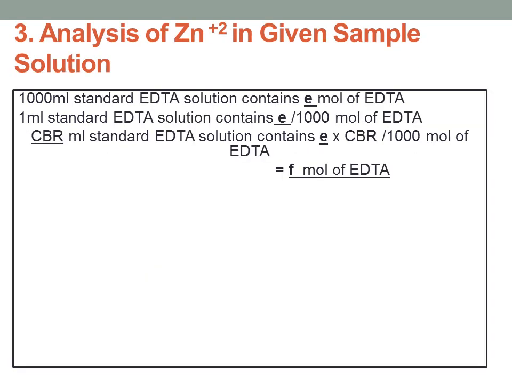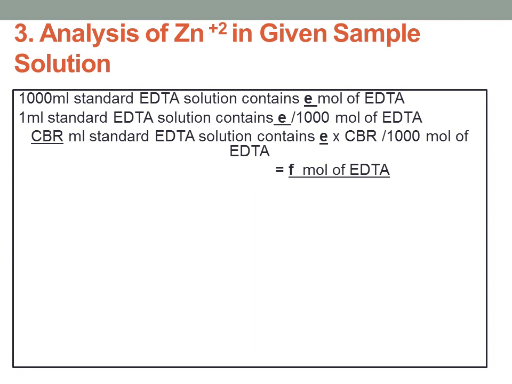Analysis of zinc plus 2 in the given sample solution. Here you will use the concentration of the EDTA solution to find out the concentration of zinc plus 2 in the given sample solution. So start the calculation. 1000 ml standard EDTA solution contains E mole of EDTA. How much will be in 1 ml? 1 ml standard EDTA solution contains E divided by 1000 mole of EDTA.